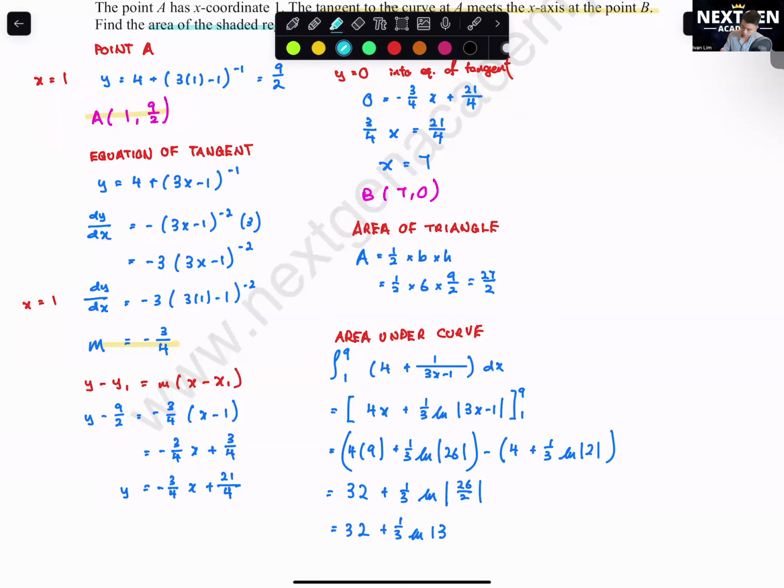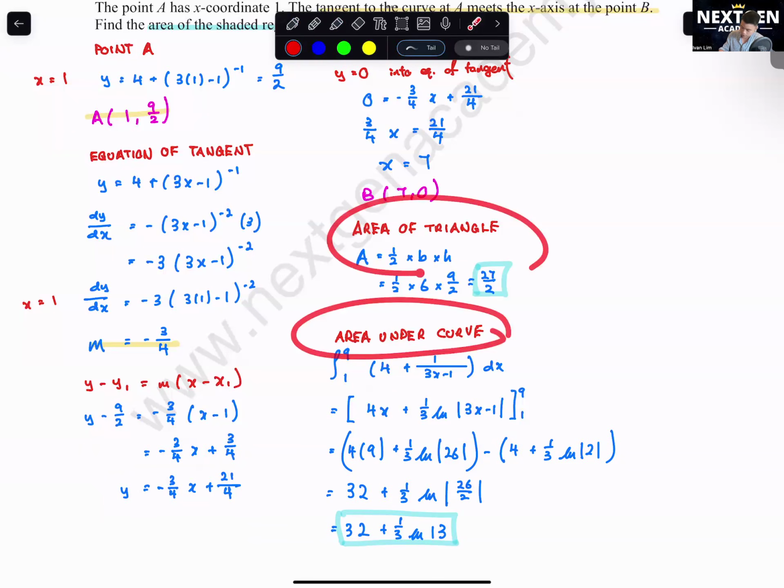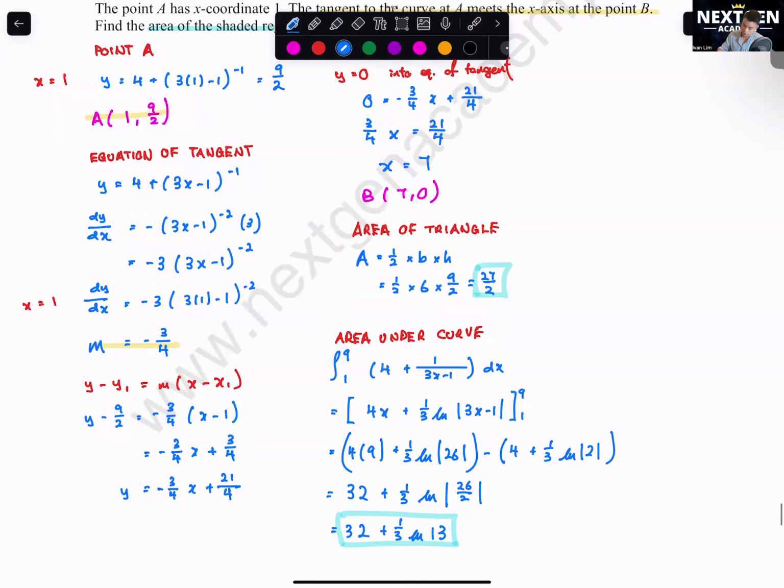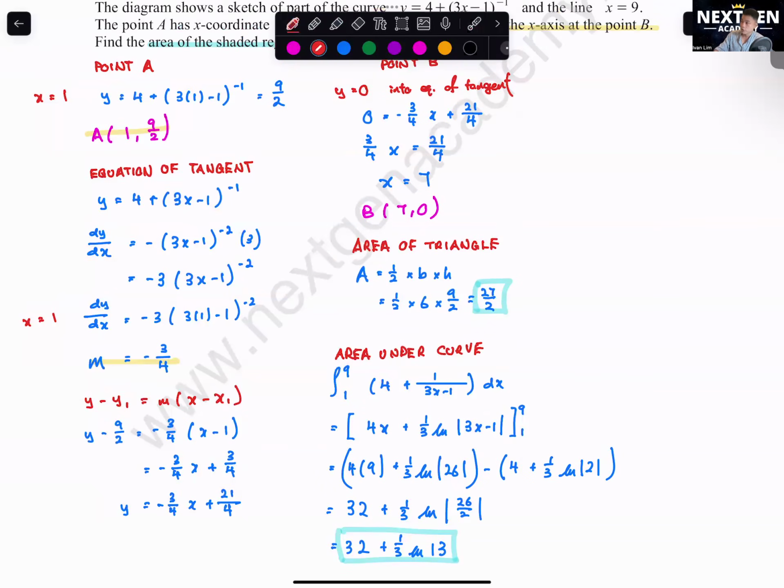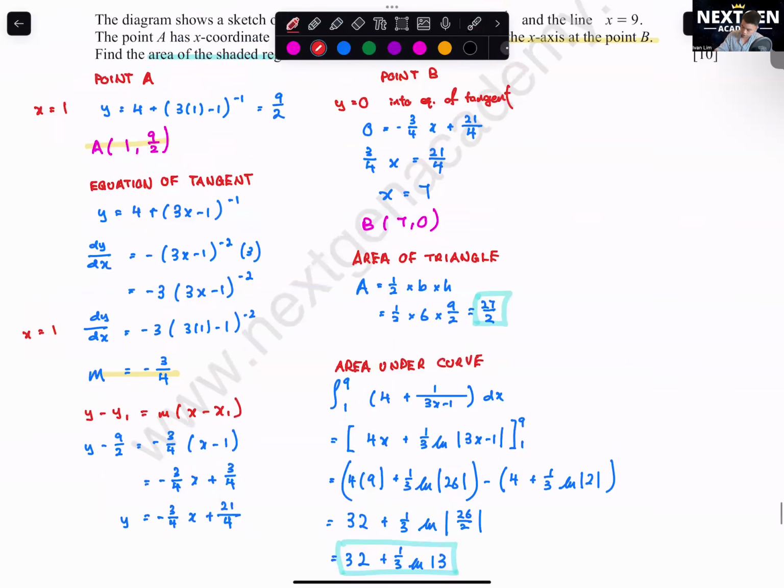Okay, now we've got this value and this value. We're going to take area under the curve minus area under triangle. So final one, shaded area.